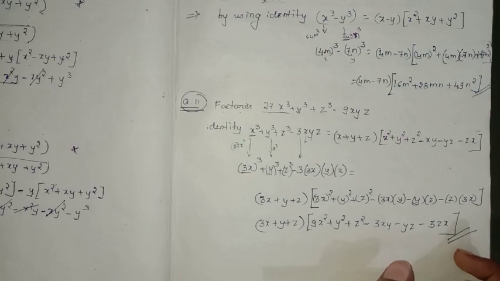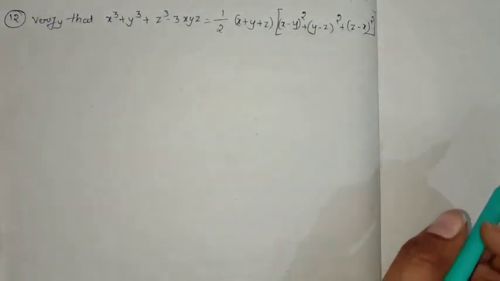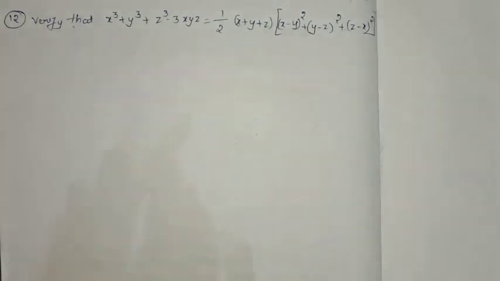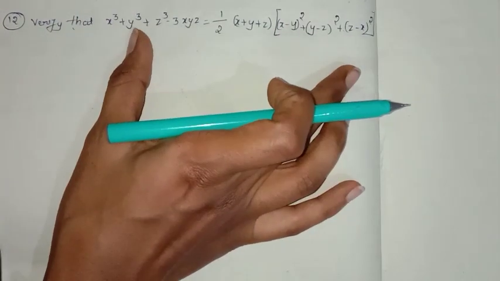Let's move it towards 12th question. So here observe the 12th question, what they have given, verify that. So wherever the question will come like verify that means LHS and RHS given.